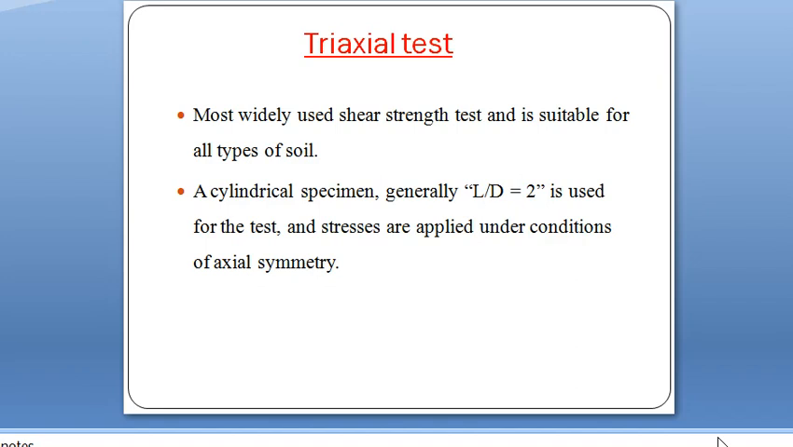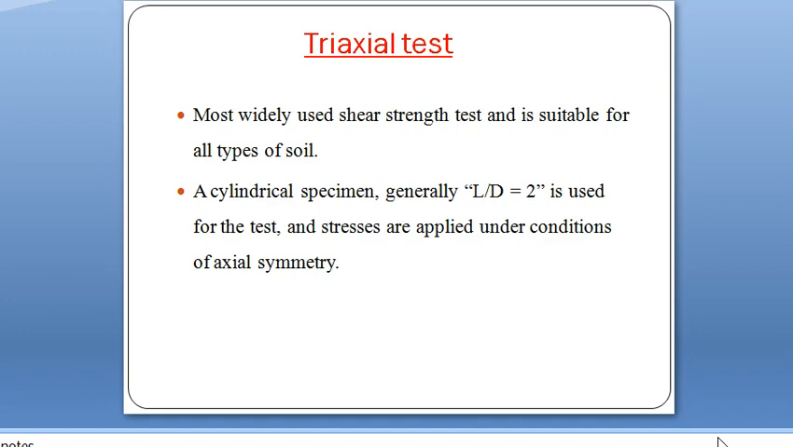Good morning, students. In the first lecture, we discussed the Mohr-Coulomb strength theory, that is, shear strength s is equal to c plus sigma tan phi. In the last lecture, we discussed different tests to find the shear strength of the soil: the direct shear test, triaxial test, unconfined compressive strength test, and vane shear test. And we discussed the direct shear test also.